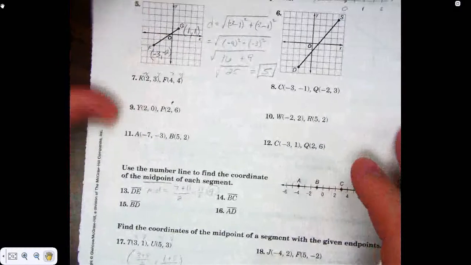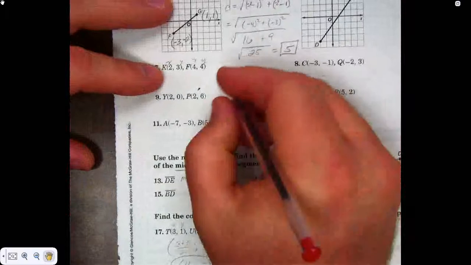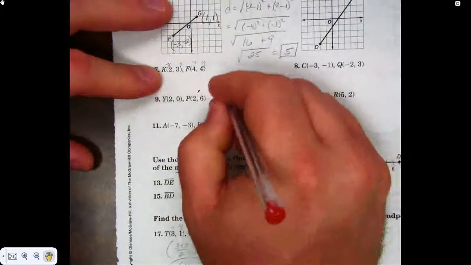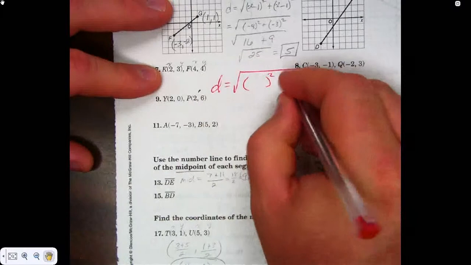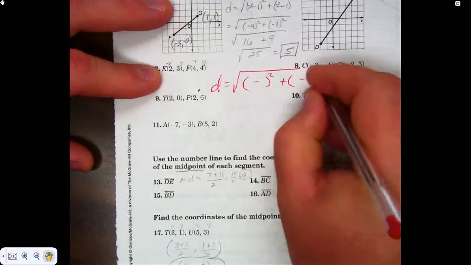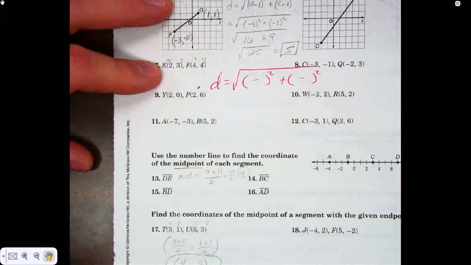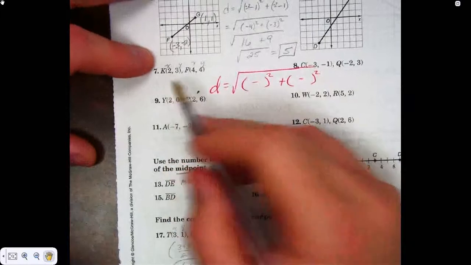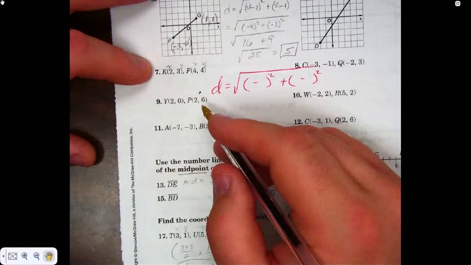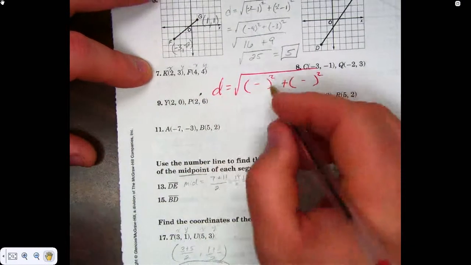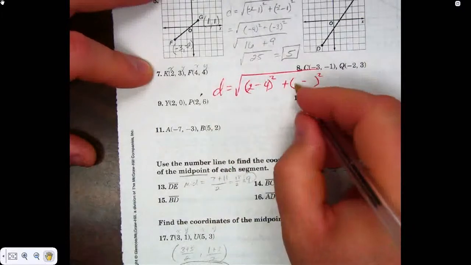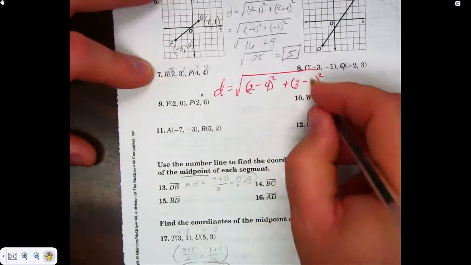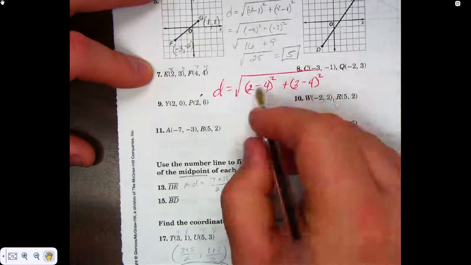Okay. Distance formula. How do you find the distance between two things? Basically, you subtract your x's, square it, subtract your y's, square it, correct? Let's look at number 7. What are your two x terms? 2 and what? 4. What are your two y terms? 3 and what? Isn't the rest calculator work?